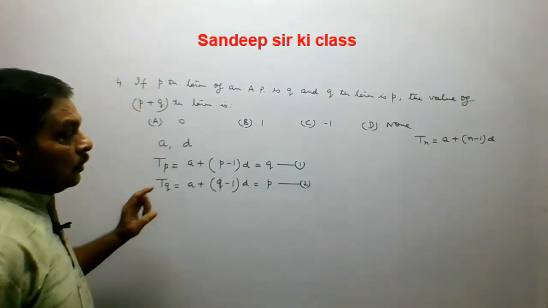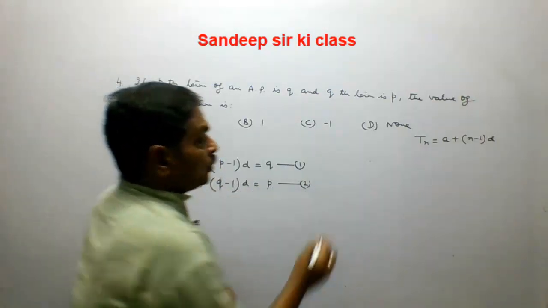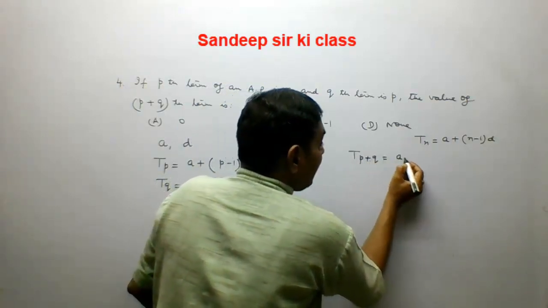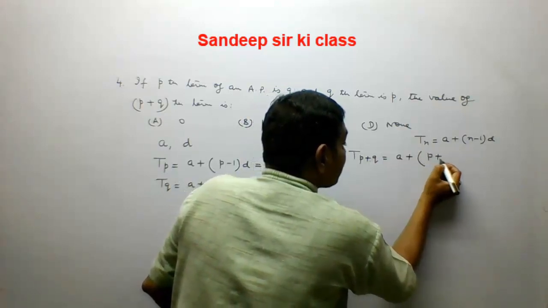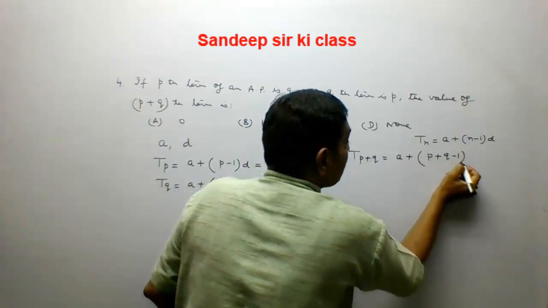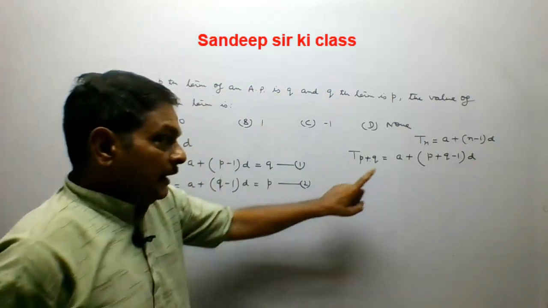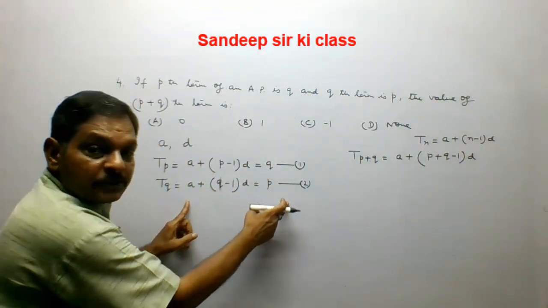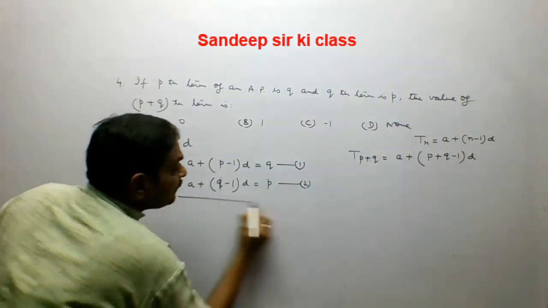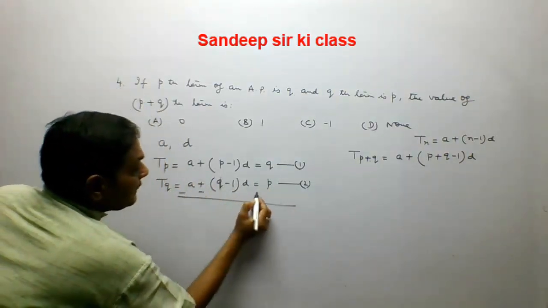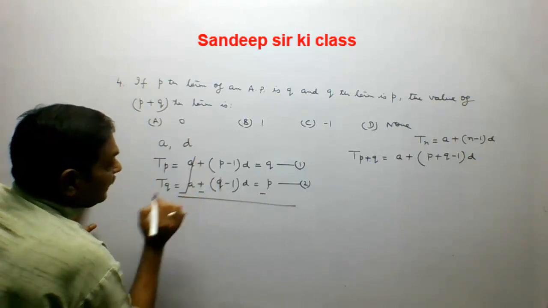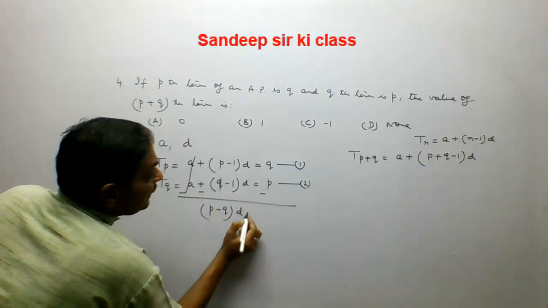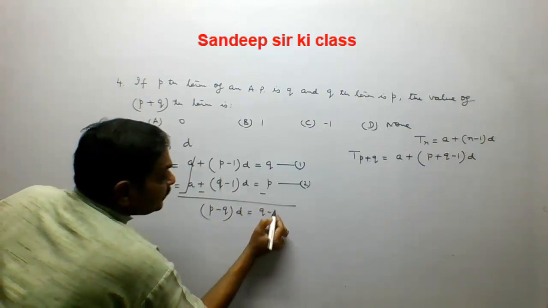Second equation. Now we want T(p plus q). This will be a plus (p plus q minus 1) into d. Here I have to put the values of a and d, which I will obtain from these two equations. Now subtract these two equations. a and a are cancelled. This is (p minus q) into d is equal to q minus p.